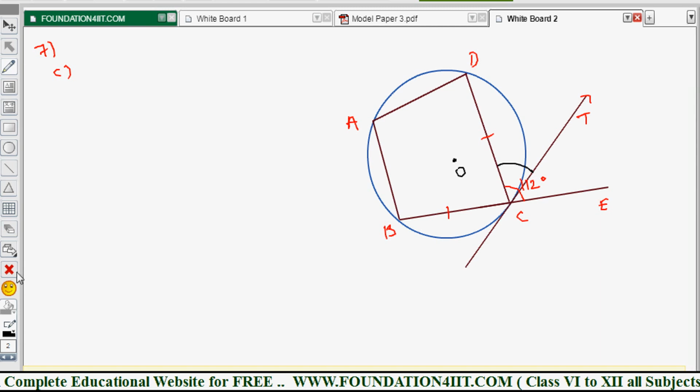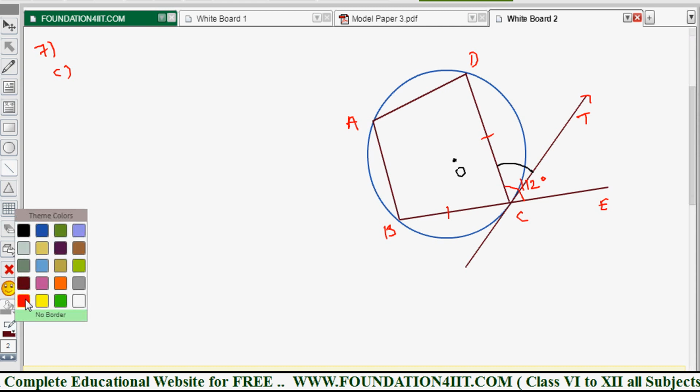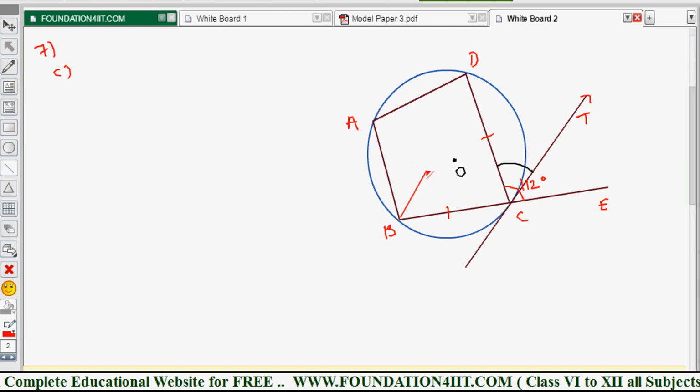So let me join B and D. Join B to D and B to O and O to C, because we need to find out angle BOC also. So whenever you observe the properties, BCE is a straight line. If it is 112 degrees, the remaining angle you can find out. That is 180 minus 112, which is 68.